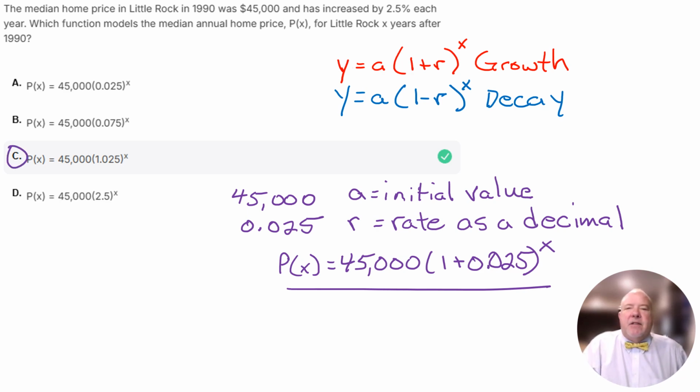So make sure you understand exponential functions. They're an important part of algebra. Keep it up, and you will master the math.